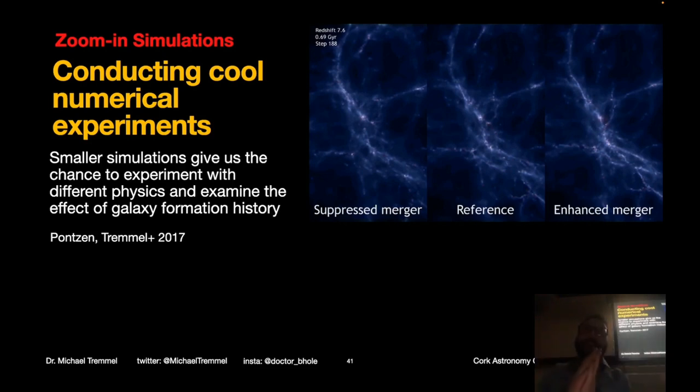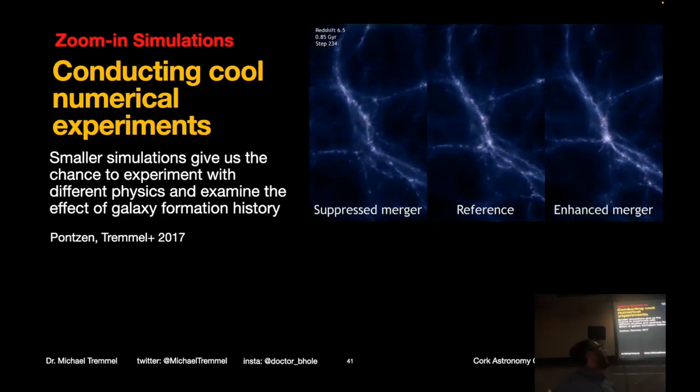So I want to point this out because I feel like we often think that science experiments are done in the lab or maybe even in observations, but we can do experiments numerically too. So we can take some galaxy that we selected from one of our simulations, in this middle, that's what this middle movie will play, and we can manipulate the galaxy.